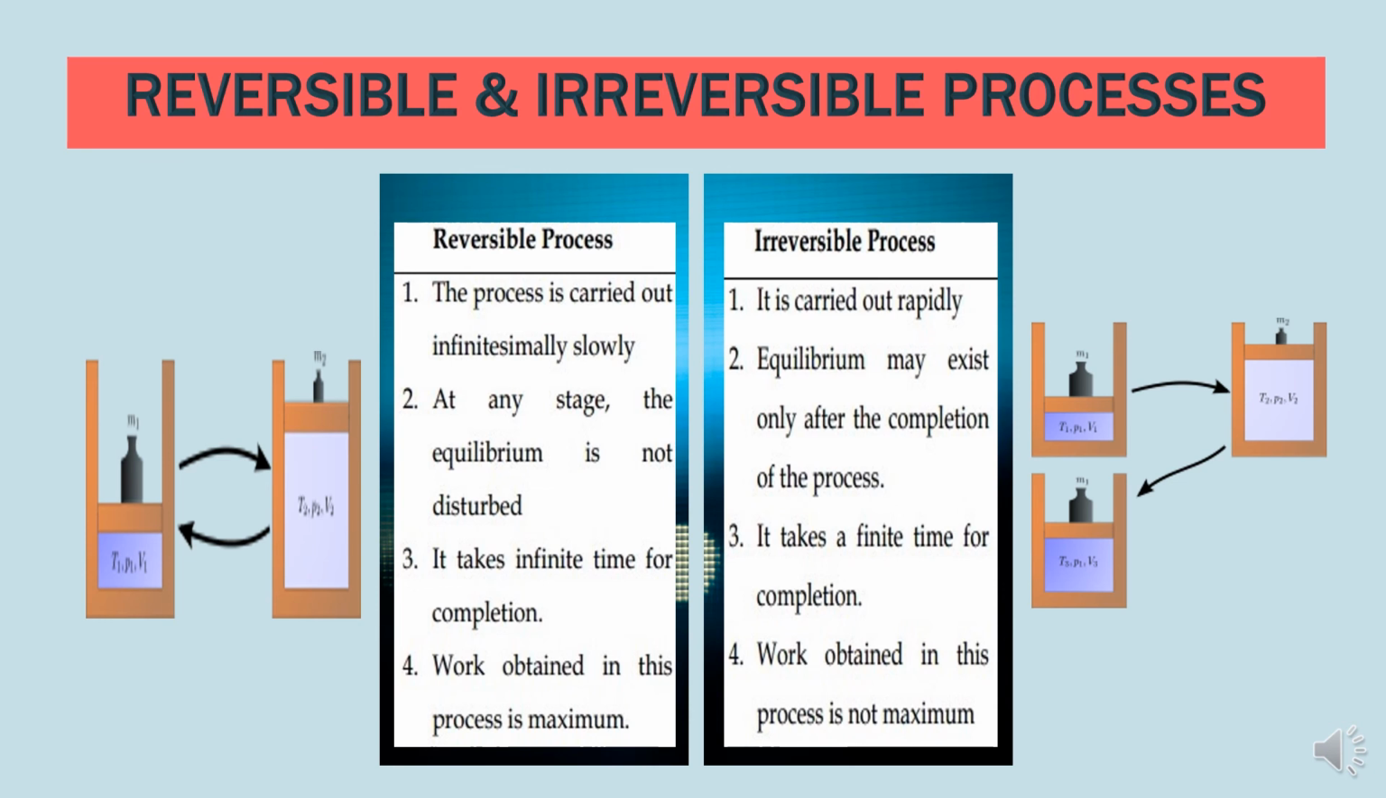Means the system is made to change through very small steps, and after every small step the system attains equilibrium with the surroundings, and hence each step can be reversed back. And actually reversible processes take infinite time for completion, but the work obtained in these processes is maximum. Actually it is only an imaginary one and cannot be achieved in actual practice.